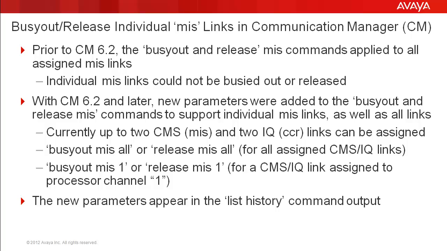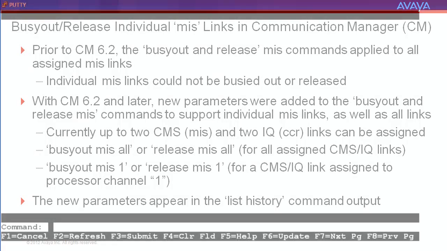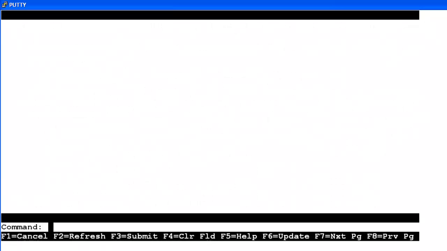Now I will demonstrate how to use the new busy out and release MIS command parameters. I am logged into a 6.2 Lab Communication Manager system. To find out how many MIS links are assigned and the corresponding processor channel numbers, enter the Display Communication Interface Processor Channel command.